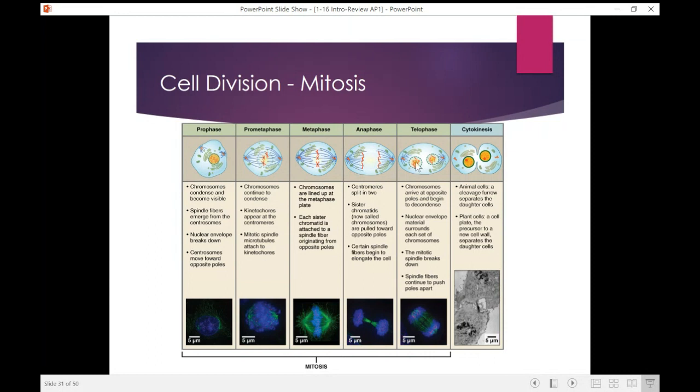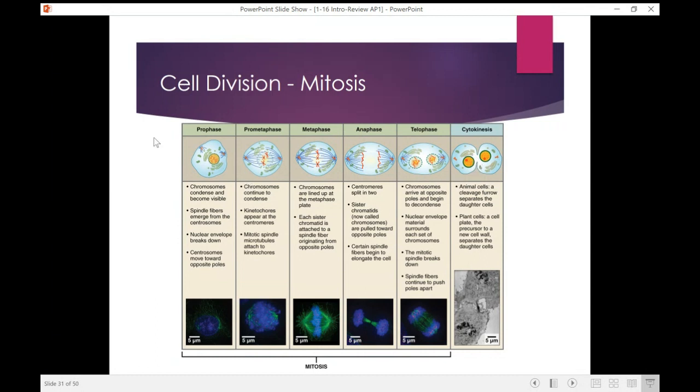Then we have telophase. And telophase is actually when we start to see that nuclear envelope starting to surround those sets of chromosomes. The spindle fibers are going to start to break down. Okay? The chromosomes are going to arrive at the opposite poles. They're going to start to decondense from one another. Okay? And this is where we really start to see them splitting into two separate cells. And then we get cytokinesis. And cytokinesis is when we get, in animal cells, this cleavage furrow where it separates.